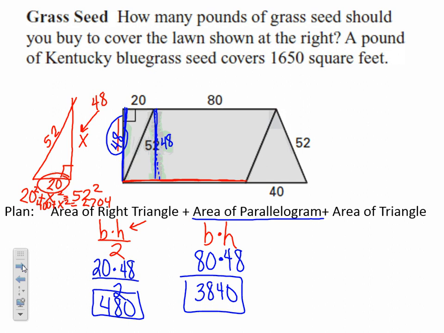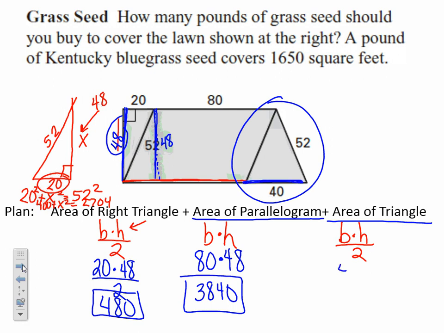Now let's go to the triangle at the end. Triangle right here. One more triangle and then we can total these up. Area of the triangle. Area of the triangle formula again. Base times height divided by 2. What's the base of this triangle? That'd be 40. How tall is this triangle? We don't have that measurement in our picture.